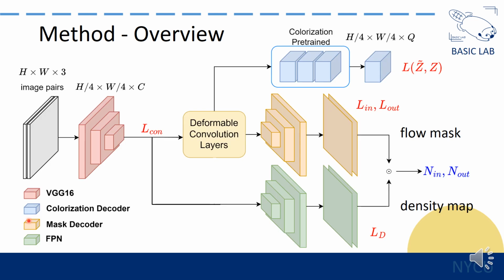This is our model architecture. Initially, we employ VGG for feature extraction, followed by the use of deformable convolution layers for spatial alignment of features from 2 frames. Finally, we apply 3 learning objectives: the colorization pre-trained learning, the flow mask learning, and the density map prediction.